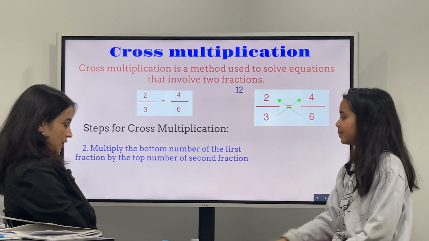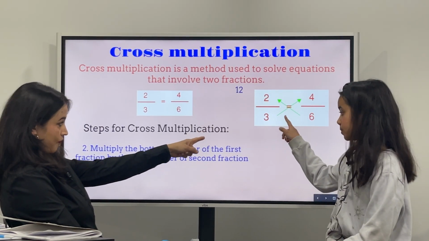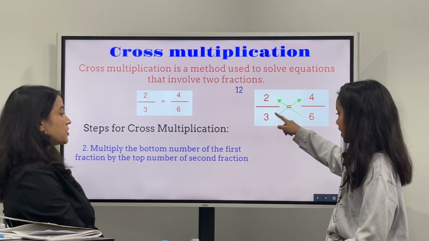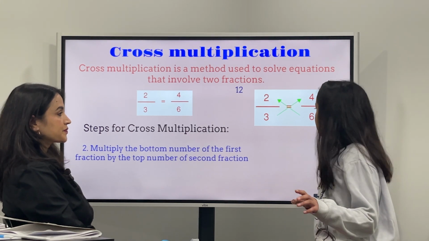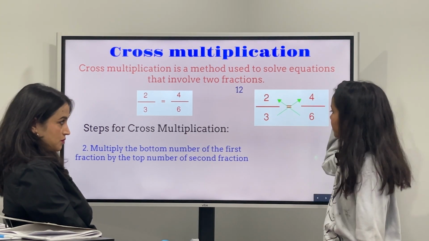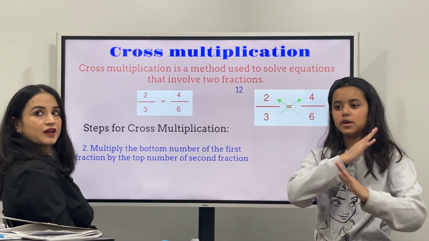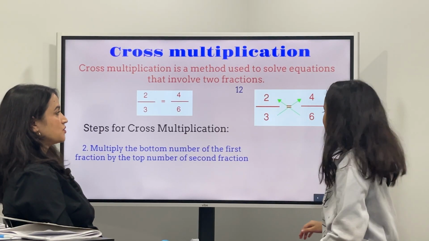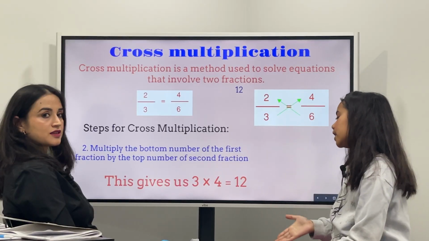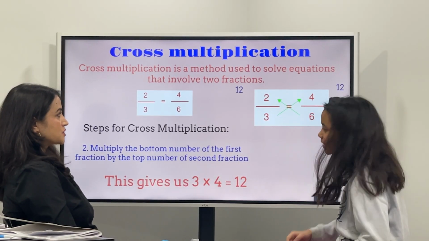Step 2. Multiply the bottom number of the first fraction by the top number of the second fraction. Like on the last one, we did the bottom number to the top, and this one is bottom to top, but just this way. One is going this way, one is going that way. So which will be here in this case? That gives us 3 times 4 equals 12.